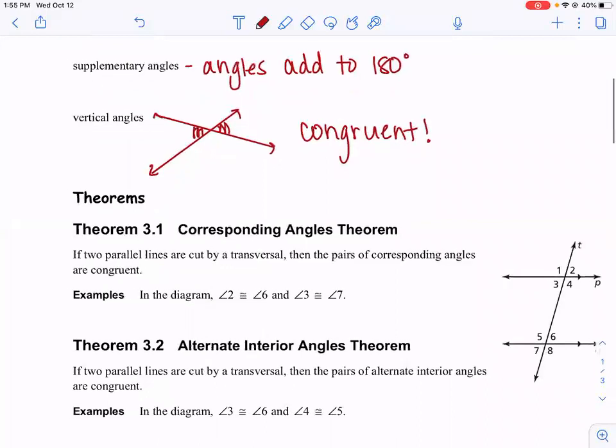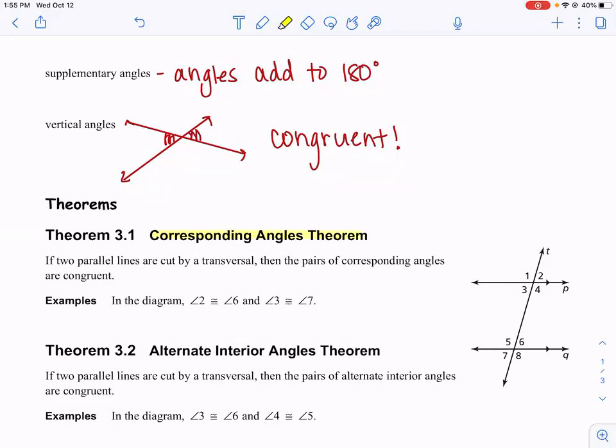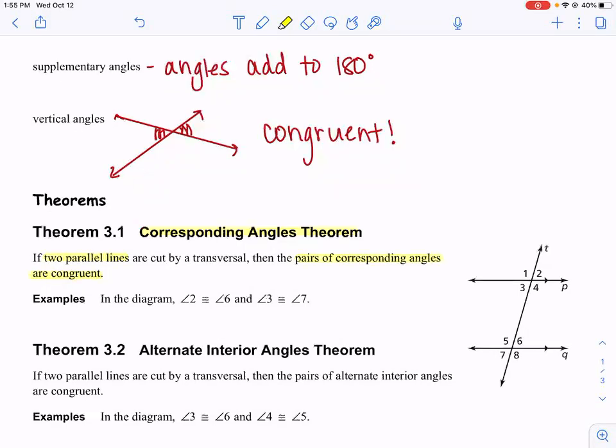Our corresponding angles theorem says if we have two parallel lines cut by a transversal, then the pairs of corresponding angles are congruent. That's important. If we have parallel lines cut by a transversal, then corresponding angles are congruent. So I'm going to zoom in right here.